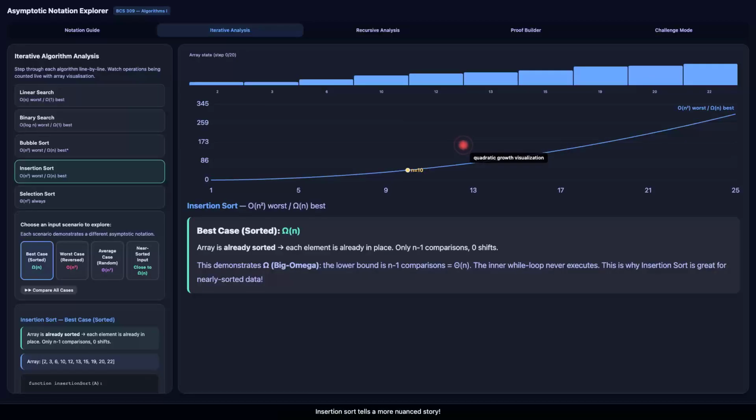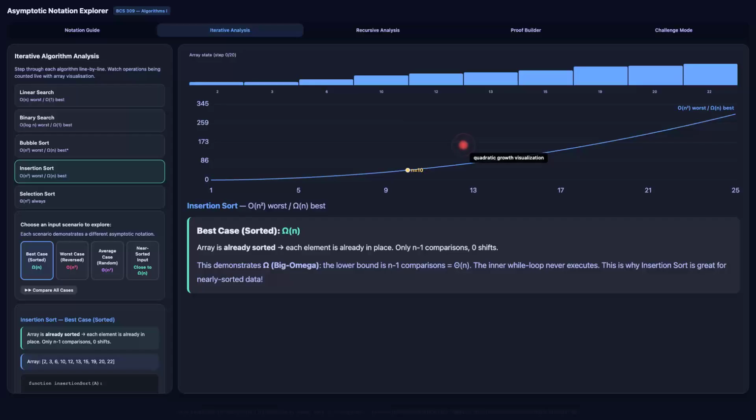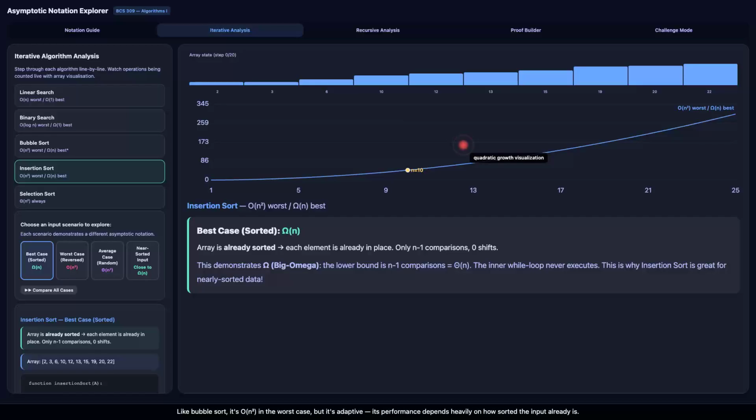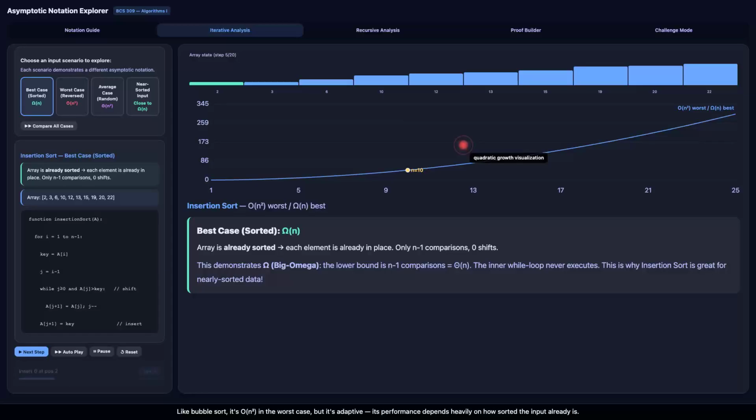Insertion sort tells a more nuanced story. Like bubble sort, it's O(n squared) in the worst case, but it's adaptive. Its performance depends heavily on how sorted the input already is. The algorithm builds the sorted region one element at a time, inserting each new element into its correct position. In the best case, when the array is already sorted, each element is already in the right place. Just n minus 1 comparisons total. Linear time.